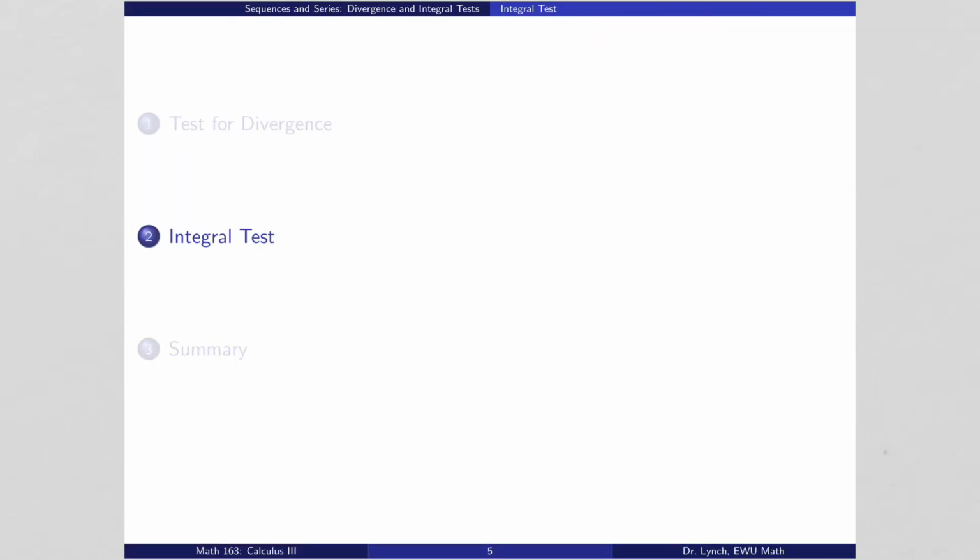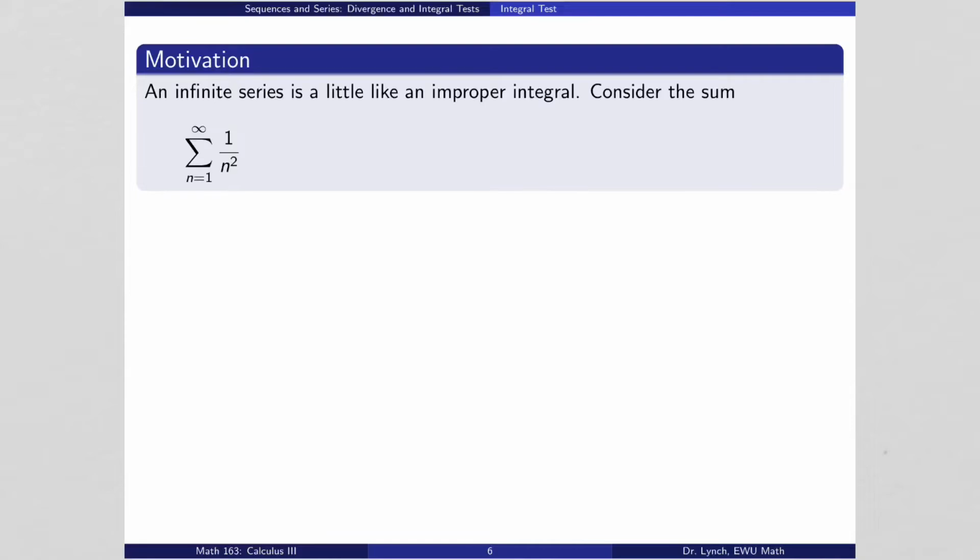Okay, let's go ahead and talk about the second test in this video, called the integral test. Here's the motivation. The motivation is that an infinite series is a little bit like an improper integral. So we can consider, for example, the sum n equals 1 to infinity of 1 over n squared. Of course, this series is 1 plus 1 over 2 squared, plus 1 over 3 squared, plus 1 over 4 squared, and so forth. And we can think about it as an approximation of an improper integral.